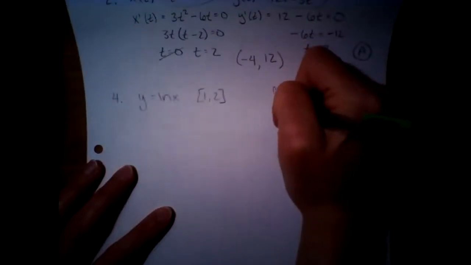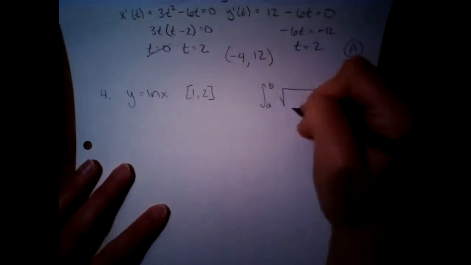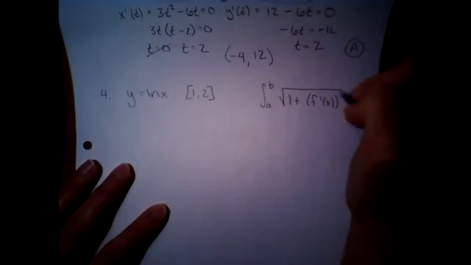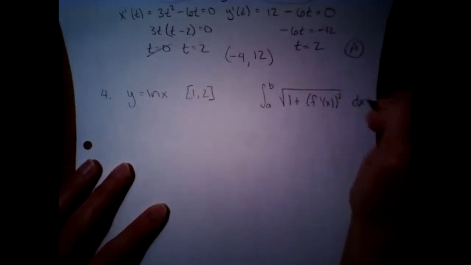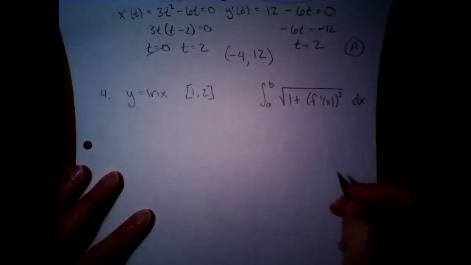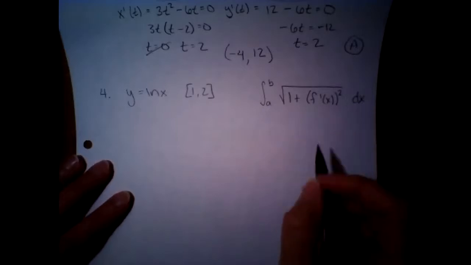It's integral from a to b, and then a gigantic square root, and then it's 1 plus the derivative squared, and then dx, which is just like one more thing you have to memorize, but that's what it is. And you can use the choices to help you. They all sort of look like that.